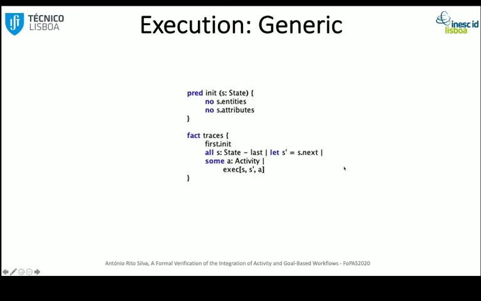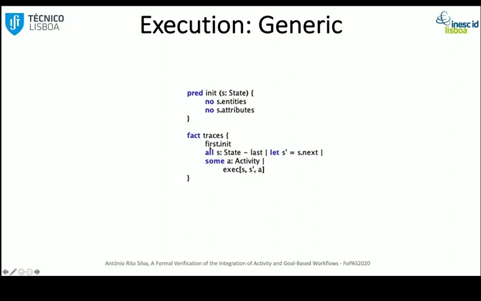And now you have the execution. So this is the generic execution, reusable for any execution, and now I'm just showing it for the activity, but you have a similar definition for the goal. And so in the initial state, basically you have no entities and no attributes.